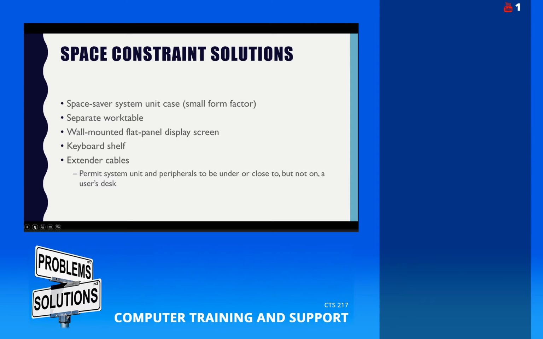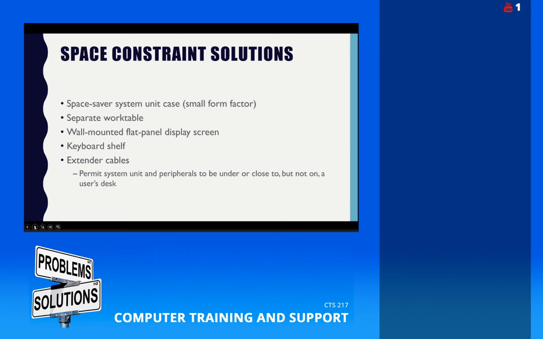You could also separate the work table. Instead of having one big work table that takes up a lot of space, you could have several smaller work tables that you could put in different places where they could accommodate it. Wall mounting things where applicable. The thing here that we call out is flat panel displays. But we could also wall mount other things. If you have a micro ATX case, for example, that is wall mountable. Some of those you can mount on the wall nowadays.